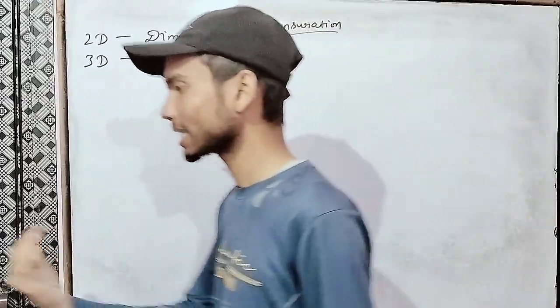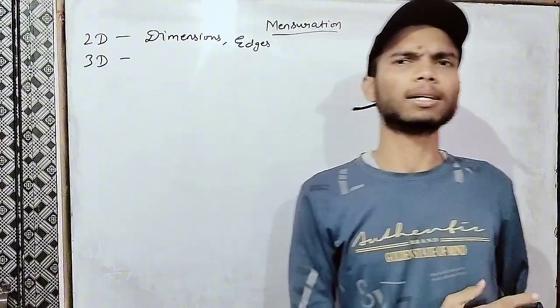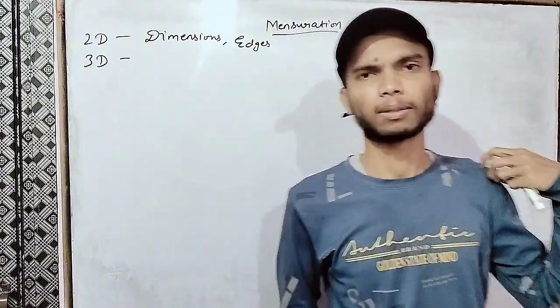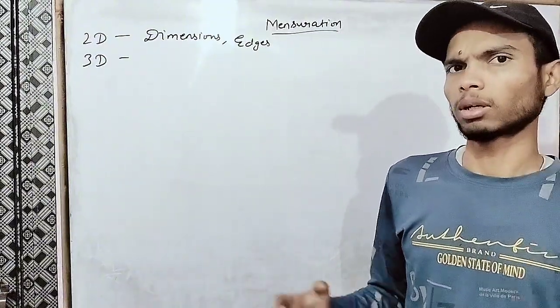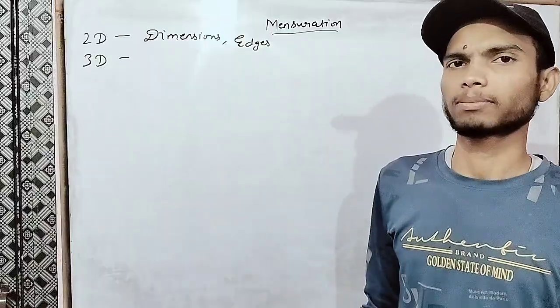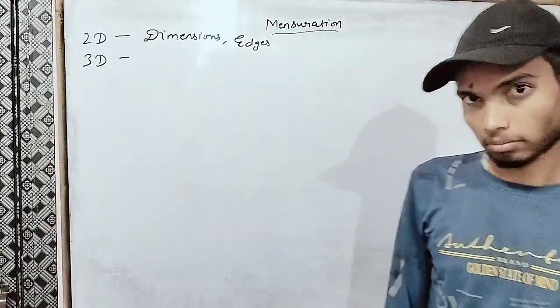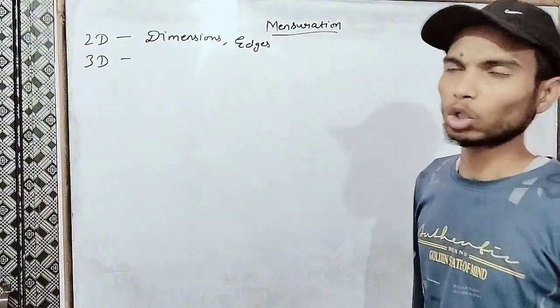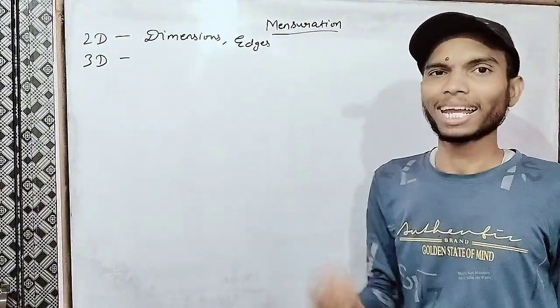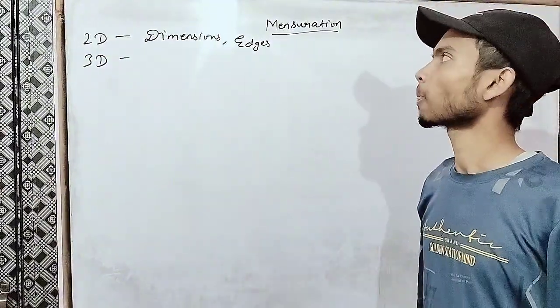So an object can move on the x-axis, left to right, and an object can also move upward and downward. This is the meaning of 2D. So 2D has two dimensions.